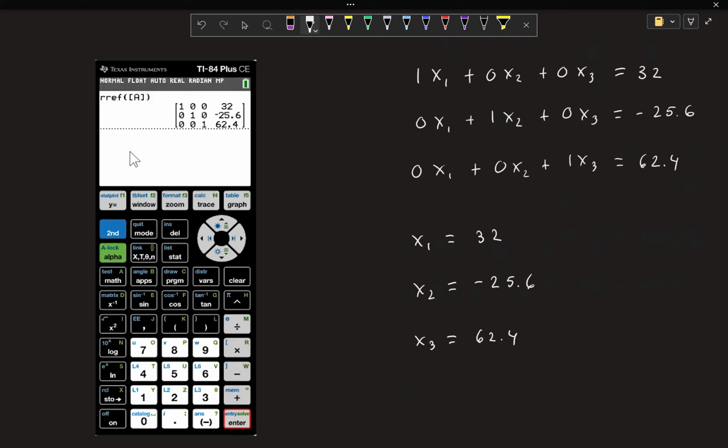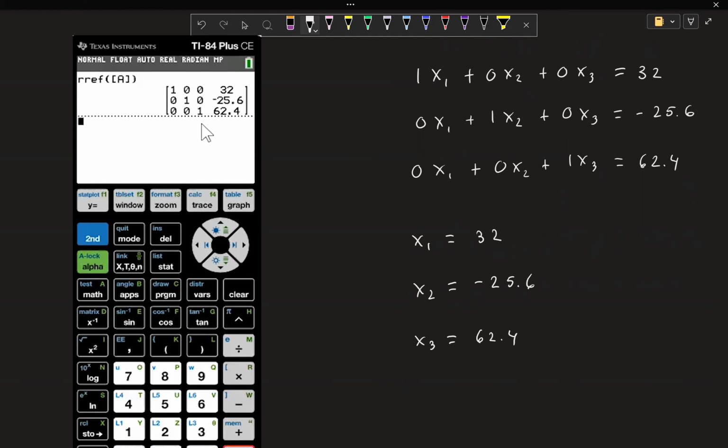So basically, every time you do this reduced row echelon form with the matrix, you can look at the calculator and say, okay, whichever variable you used for the first column will just be equal to, for example, like here, 32. Like we know x1 is 32, x2 is negative 25.6, x3 is 62.4. So you can use this anytime to speed up your calculations, and that should be very helpful, especially for circuits.